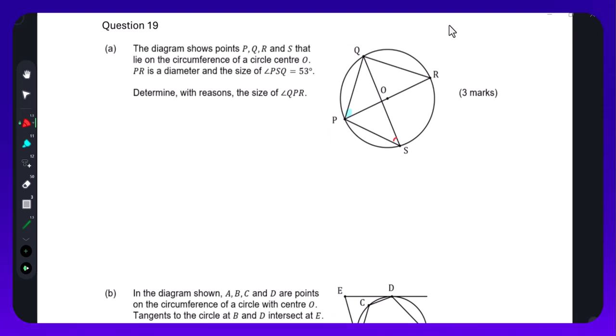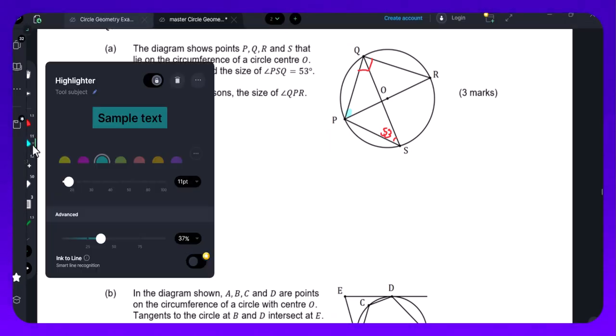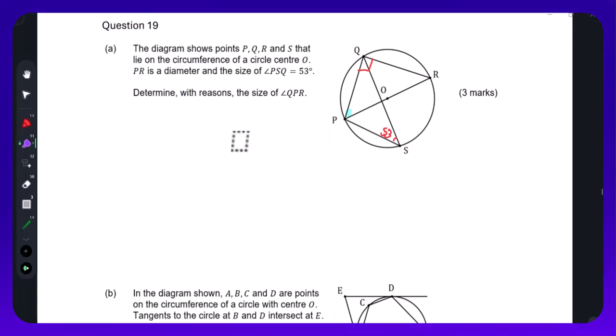So I've highlighted in blue the angle I need to find, and I've been given PSQ, so that one is going to be 53. So I'll write that in there. We do have an angle that has been subtended by the diameter, so it will have to be 90 degrees. So that will be 90, and hopefully we can recognize the bow tie. I will just draw it quickly. Hopefully you can recognize this bow tie.